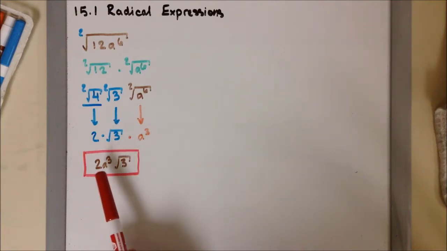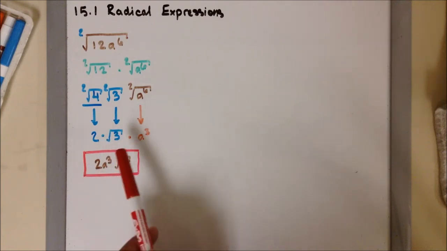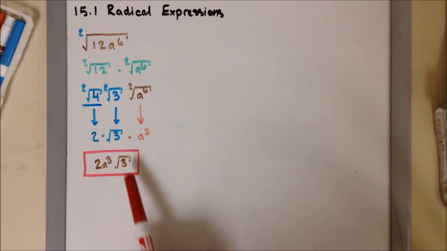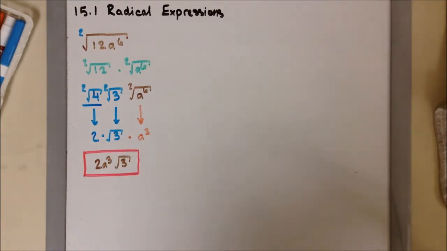So I'll put everything that's without the radical, the 2 and the a to the 3rd, in the front. And then I put the square root of 3 because it has a radical, I put it in the back. So our final answer is 2a to the 3rd power square root of 3.